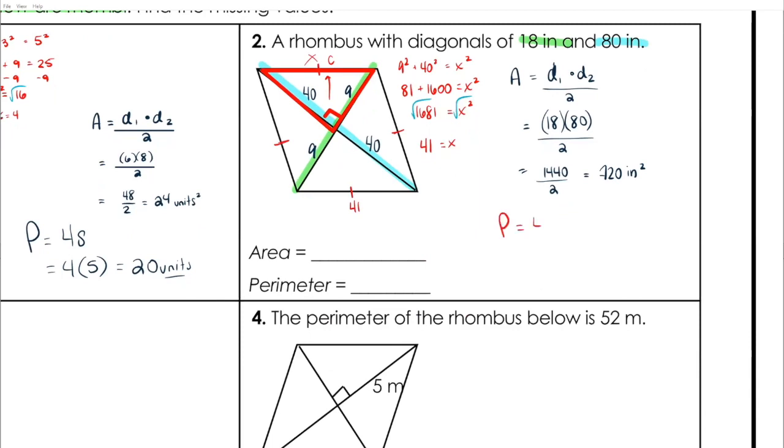Perimeter is 4 times our side length. And in this problem, our side length is 41. 4 times 41, 164 inches. Any questions on number 2? All the outer sides are the same because it's a rhombus, correct?